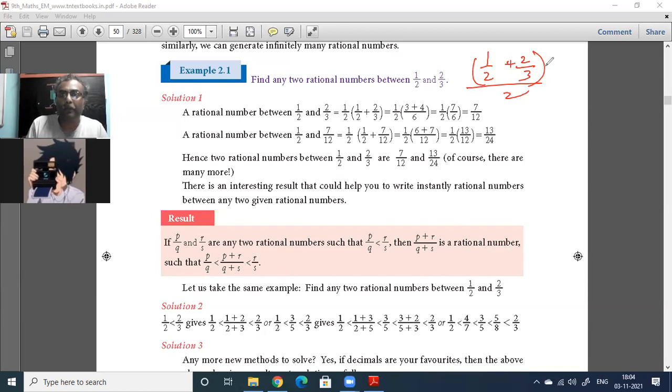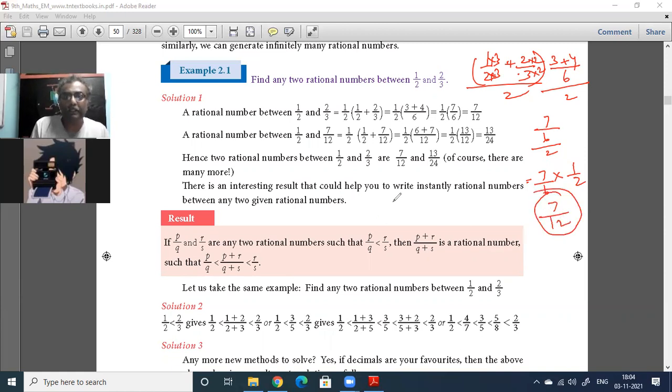You take the LCM for the first one. For 2 and 3, the LCM is 6. This into 3 into 3, so 3. This into 2 into 2 plus 4, divided by 2. That is 7 by 6. Divided by 2, that is equal to 7 by 6 into half. That is 7 by 12.